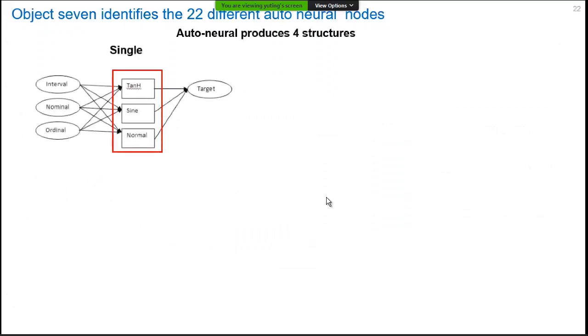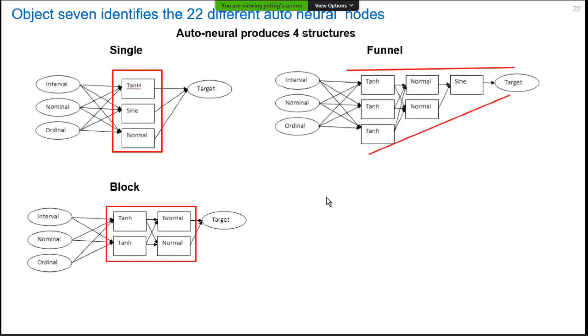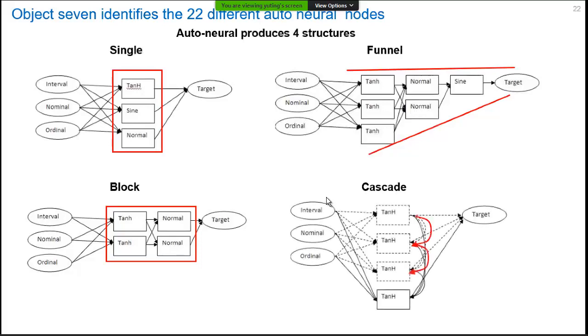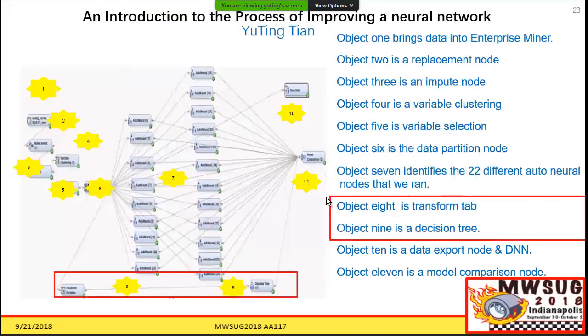So the autoneural node produces 4 structures. This is the single structure. This is the block structure. This is the funnel structure. And this is the cascade structure. So next step, we will go to the transform tab and decision tree.